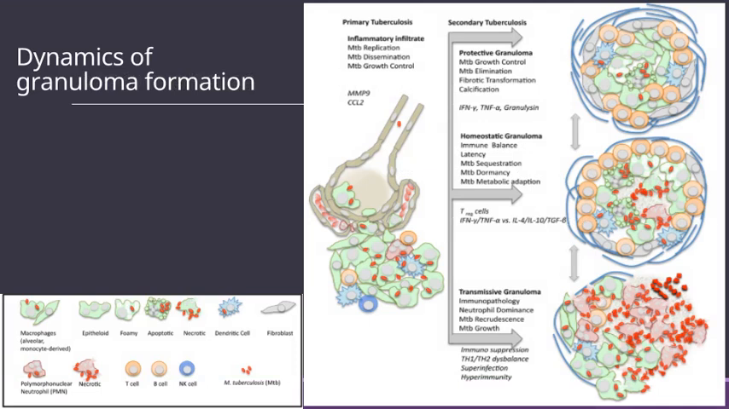Mycobacterium tuberculosis elicits a local inflammatory infiltrate which may give rise to: 1. Protective immunity, 2. Balanced inflammation by control of tuberculosis growth with little tissue damage, or 3. Endobronchial transmission following granuloma necrosis.